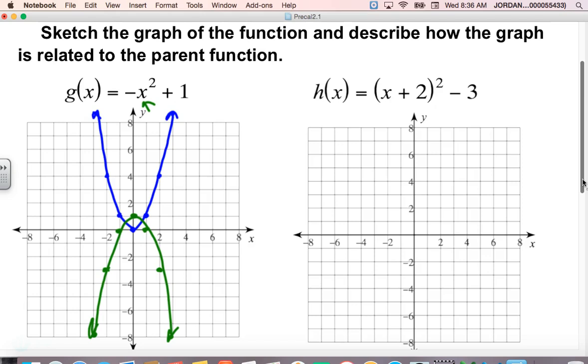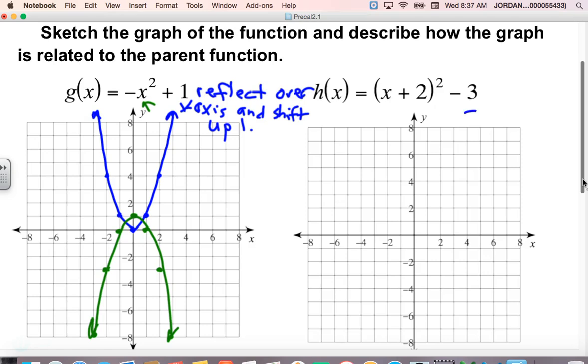Okay, and we want to describe how that's related to the parent function. So the way that's related is it flips over the x-axis. We say reflect over x-axis and shift up 1. Okay, so that'll work.